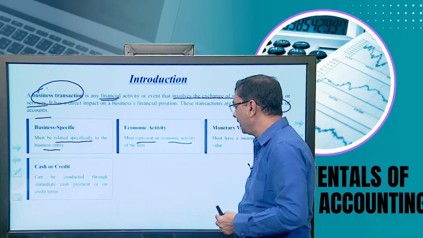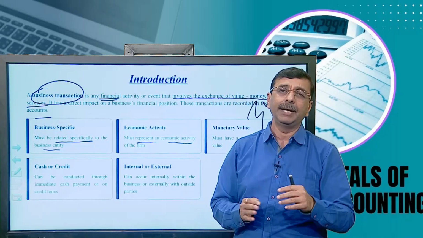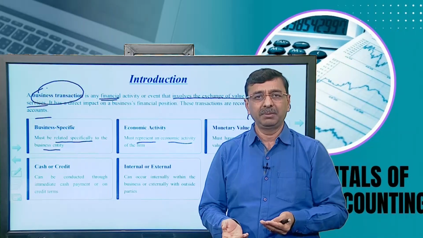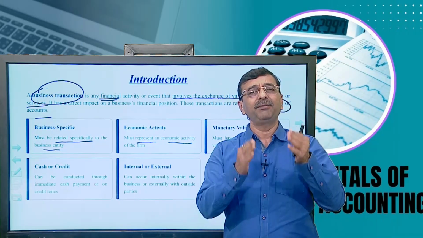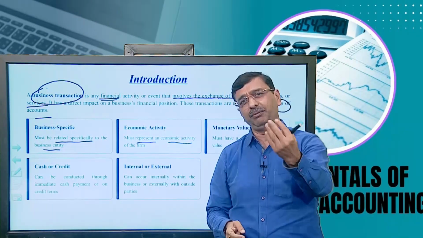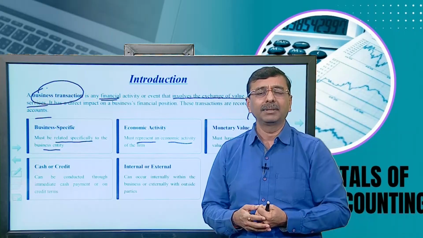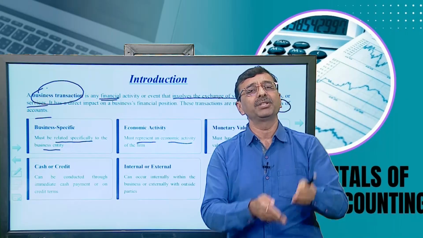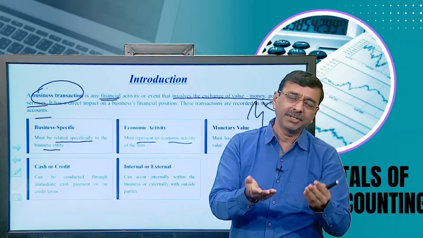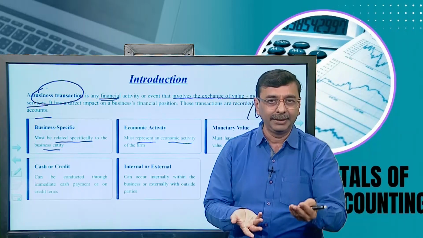Moving to the next point, that is internal or external. Transactions may be possible internally or externally. Internal means that a transaction takes place in the business between two departments, or it can happen internally. Suppose I want to charge depreciation on machinery. The depreciation charge on machinery, the depreciation expense, is considered internal.